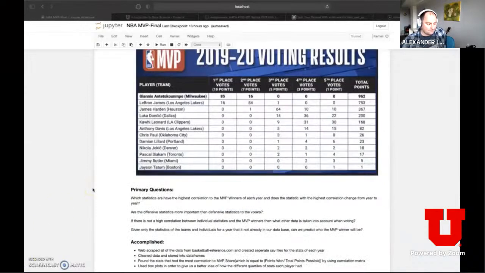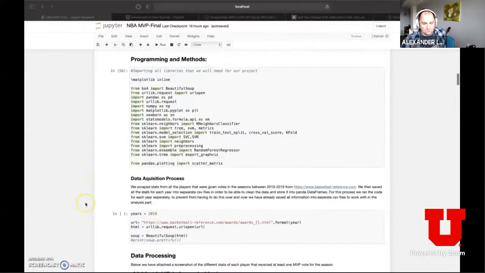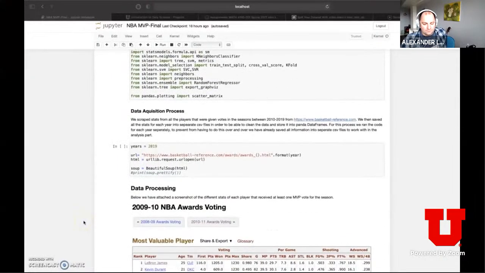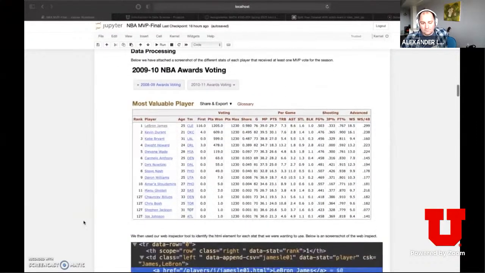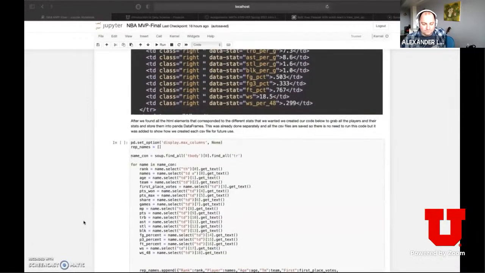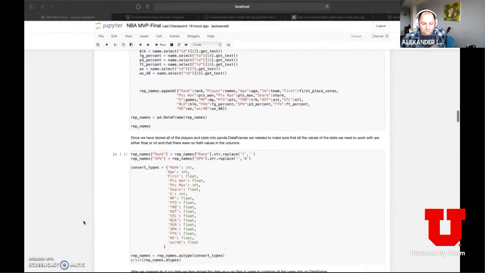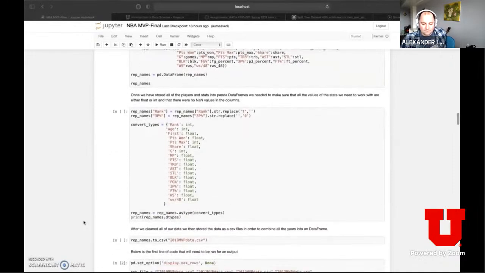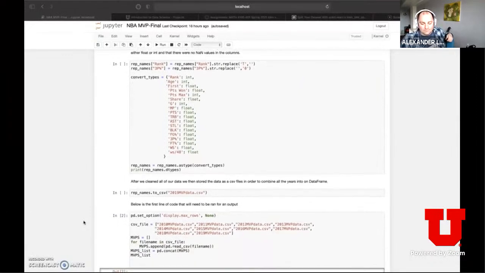For our data acquisition process, we scraped stats from all players given at least 1 vote for MVP from 2010 up to 2019 from basketballreference.com. After scraping all the data, we stored data for each year into CSV files, and then we were able to combine all CSV files into one data frame. Once we had all the data in a single data frame, we then stored just the MVPs with the rank 1 into a separate data frame in order to help with our analysis.